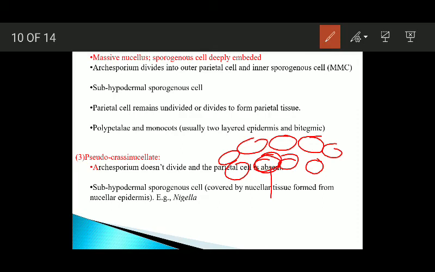Now, in case of crassinucellate ovules, this archesporial cell does not directly function as megaspore mother cell. Instead, it divides into two cells: the outer parietal cell and the inner sporogenous cell, which is known as MMC, the megaspore mother cell.